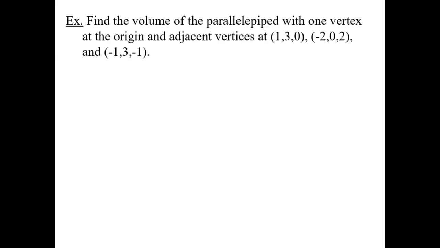Okay, let's try this one. Find the volume of the parallelepiped with one vertex at the origin and adjacent vertices at these 3 points. Well, please notice that if the origin is one of the vertices, then the other endpoint dictates the vector. Let me try again. If we have a vector that starts at 0 at the origin and ends at this point, that is going to be the vector 1, 3, 0. So that's my first column. The second column is going to be the other terminal point, -2, 0, 2. And the other terminal point will give me my third column, so -1, 3, -1.